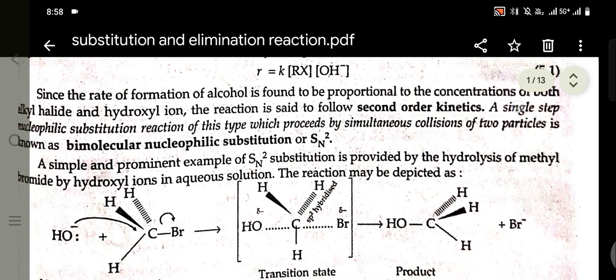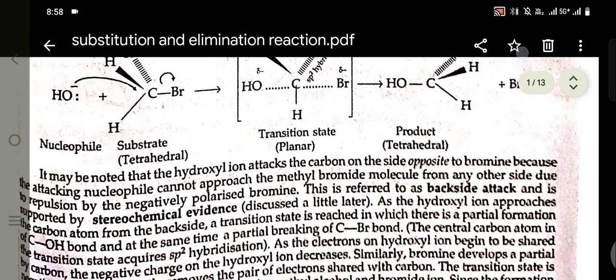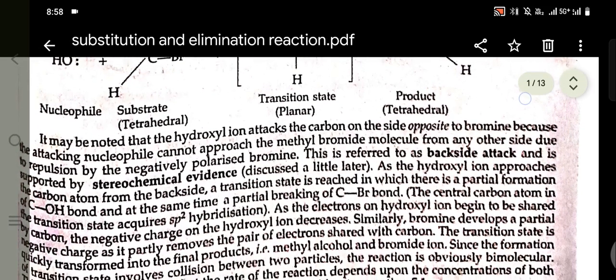A simple and prominent example of SN2 substitution is provided by the hydrolysis of methyl bromide by hydroxyl ions in the aqueous solution. It may be noted that the hydroxyl ion attacks the carbon on the side opposite to bromine, because the attacking nucleophile cannot approach the methyl bromide molecule from any other side due to the repulsion of the negatively polarized bromine. This is referred to as backside attack and is supported by stereochemical evidence.